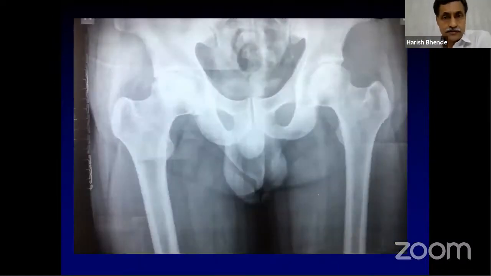Now, this is an X-ray of an AVN case, and the patient was planned for surgery because he had a lot of pain.